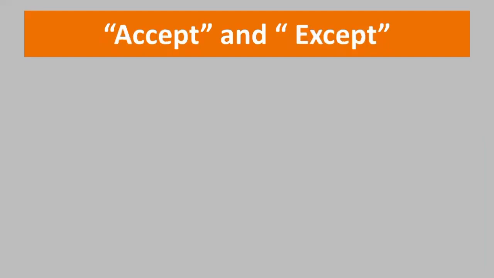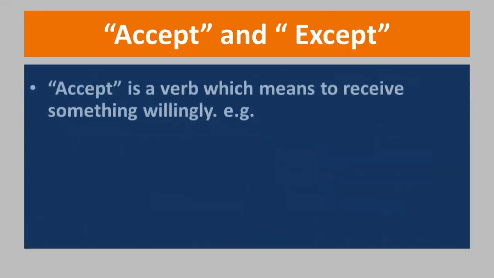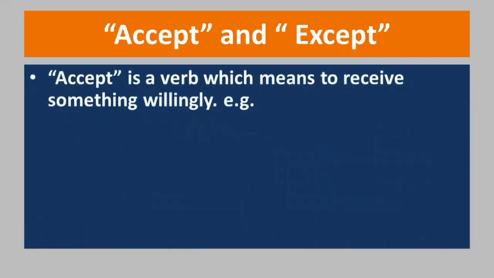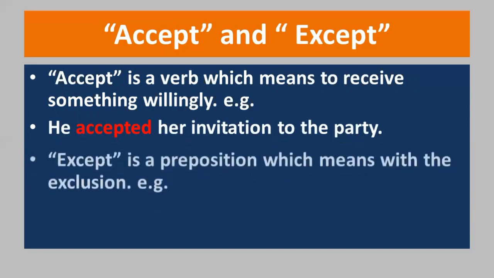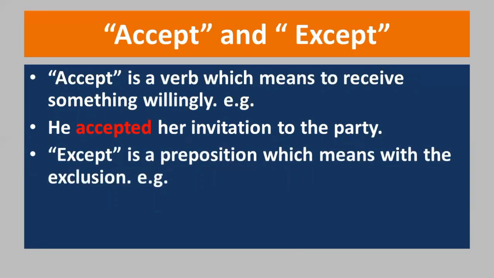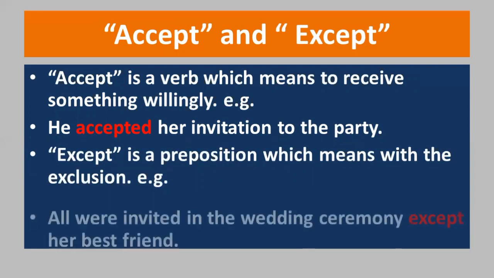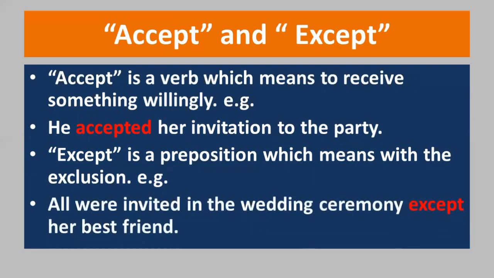Next words are accept and except. Accept is a verb which means to receive something willingly. For example, he accepted her invitation to the party. Whereas except is a preposition which means with the exclusion. For example, all were invited to the wedding ceremony except her best friend.